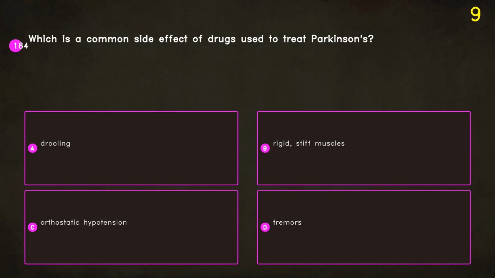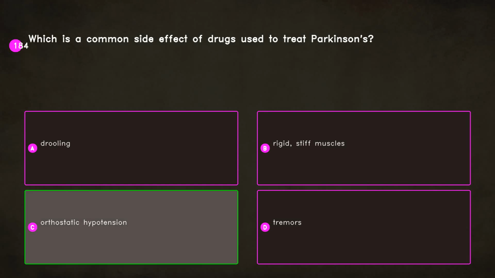Question 184. Which is a common side effect of drugs used to treat Parkinson's? A. Drooling, B. Rigid, stiff muscle, C. Orthostatic hypotension, D. Tremors. The correct answer is orthostatic hypotension.